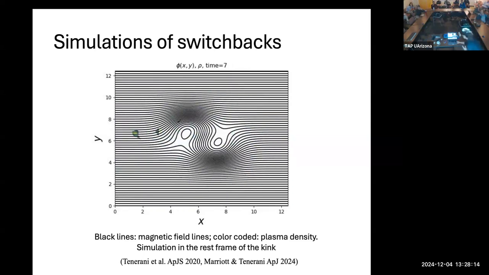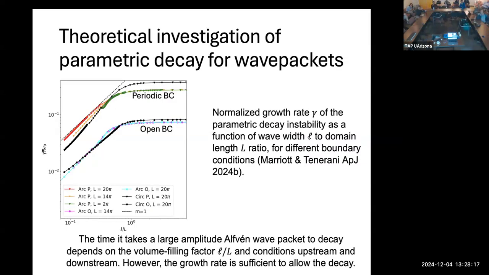So to understand this, with a student of mine, we did a semi-analytical work to calculate the decay rate for different volume filling ratios and different boundary conditions. So in this case, open boundary conditions would represent the quietest wind, where you have no perturbations downstream of your kink, whereas periodic boundary conditions represent the most unstable one, where you have the same kind of perturbation always hitting your kink with the same phase. And so this leads to the most unstable case. But I guess the point is that you can have a range of possible decay rates.